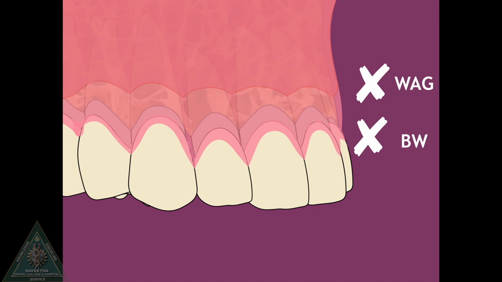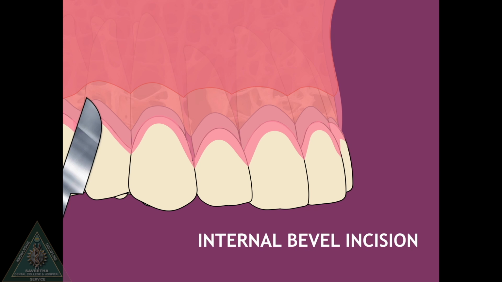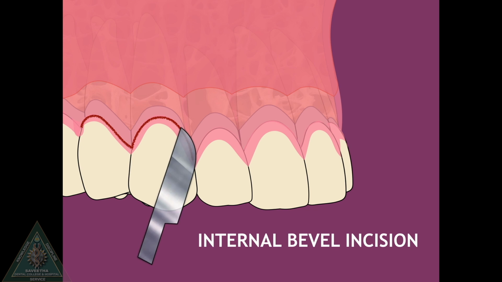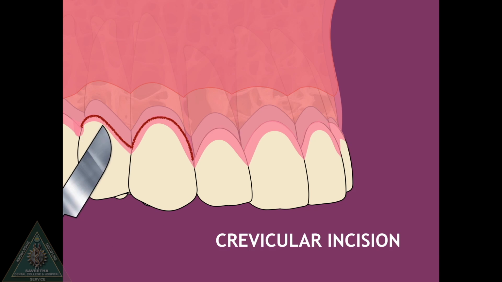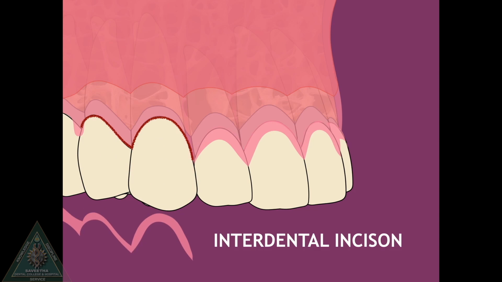When there is inadequate biologic width and width of attached gingiva, an apically displaced flap is indicated. An internal bevel incision helps to remove the pocket lining. It is then followed by a crevicular incision. An interdental incision removes the wedge of tissue created.